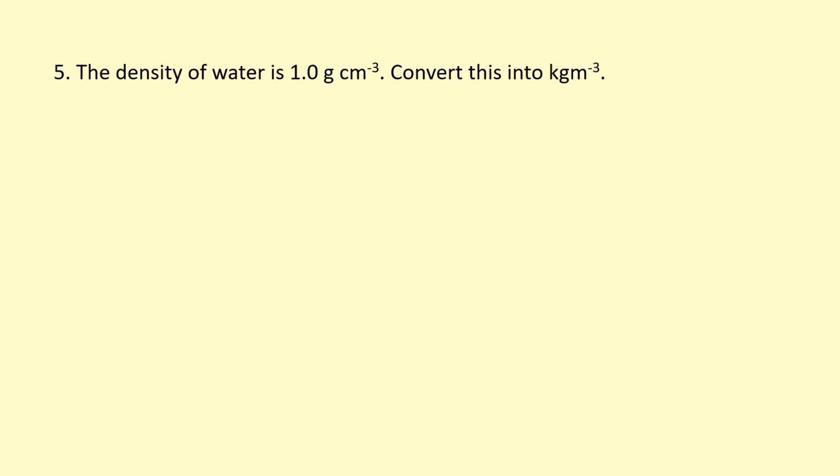The density of water is 1 gram per centimeters cubed. Convert this into kilograms per meters cubed. 1 gram per centimeters cubed can be written like this: 1 gram divided by 1 centimeters cubed. Let's convert the grams into kilograms. The conversion factor is 10 to the 3, so we're going to divide by 1,000.